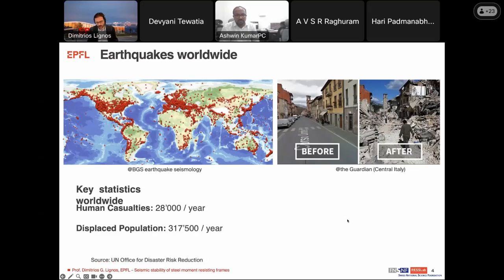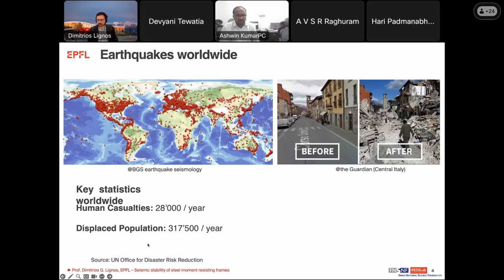If we also look at some of the key statistics, earthquakes are usually responsible for about 28,000 casualties per year, as well as a displaced population in the range of 300,000 a year, based on data from the UN Office for Disaster Risk Reduction.